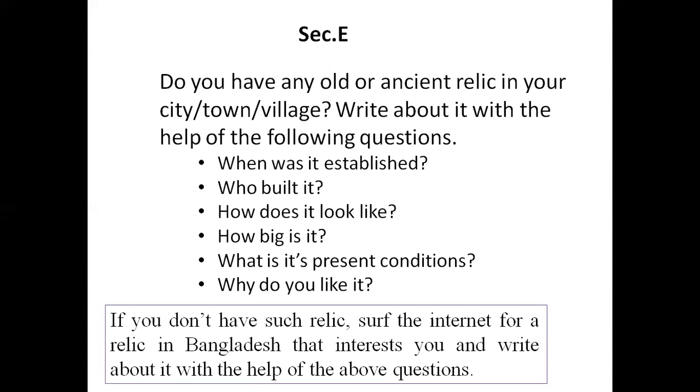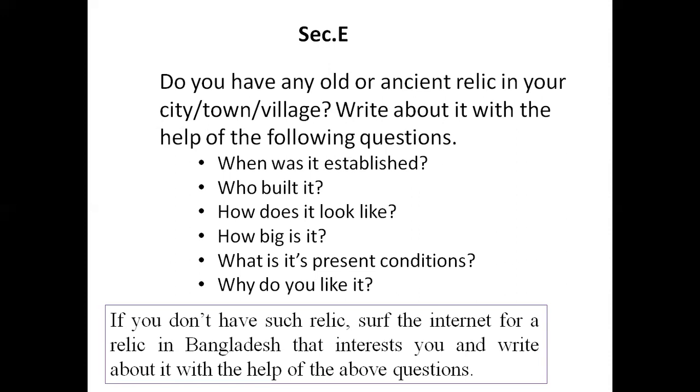There are several sites, and they have some archaeological relics. So you could choose any of these sites and write about it with the help of these questions. Here, I am giving a short description of an archaeological site, that is Wari Bateshwar relic. Okay. Have you heard the name of Wari Bateshwar? I think all of you have heard the name.